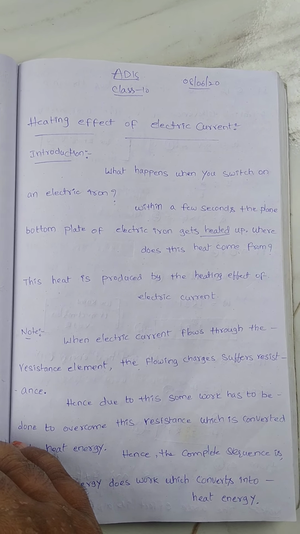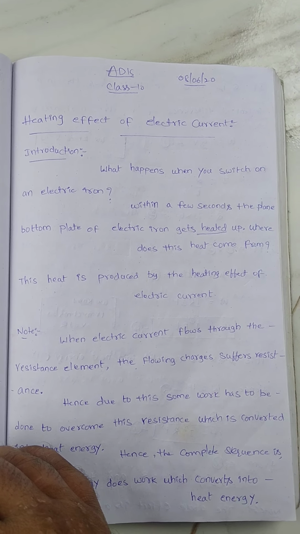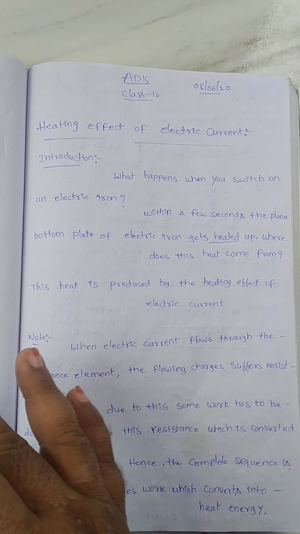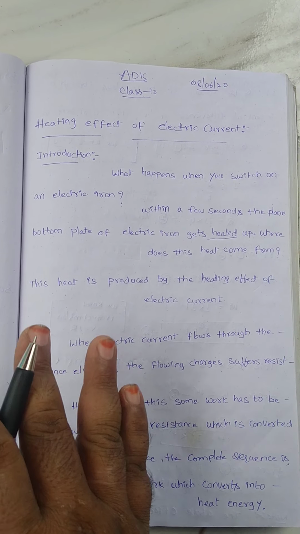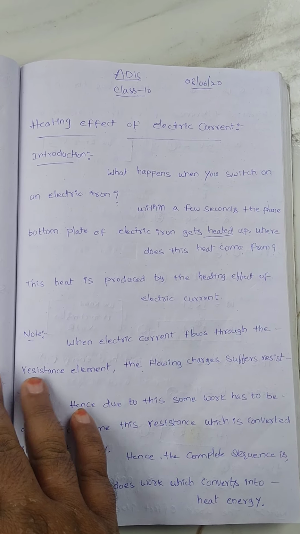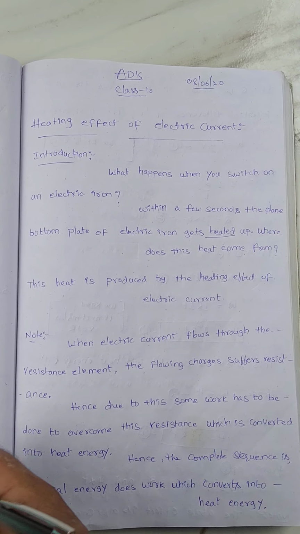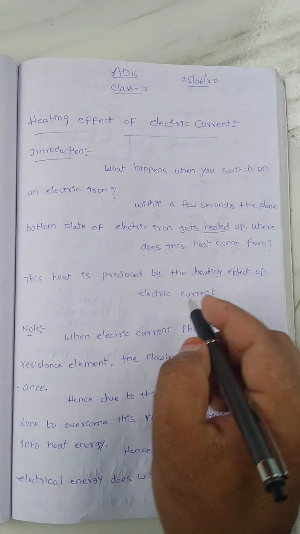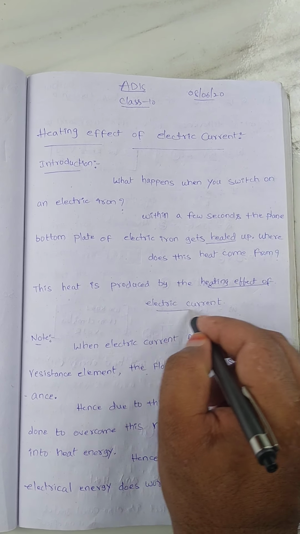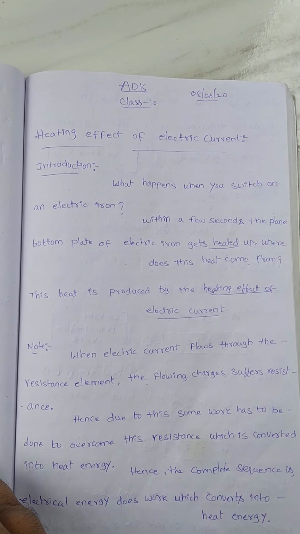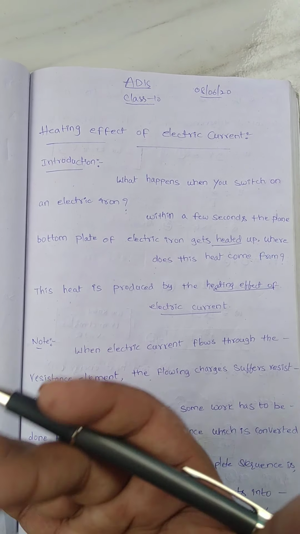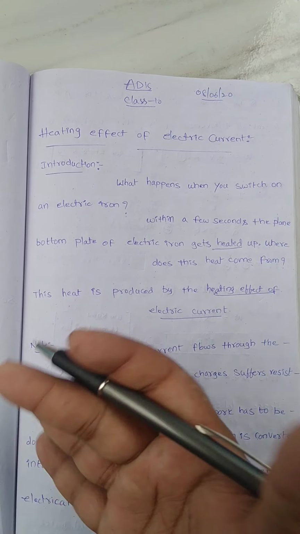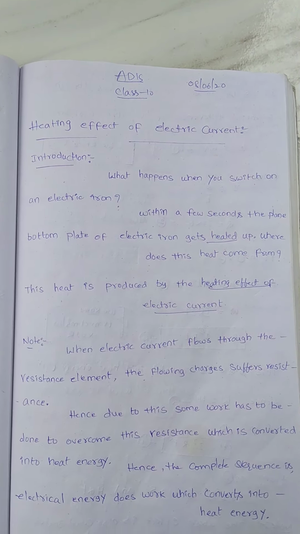But where does this heat come from? The plain bottom plate of the electric iron is heated up when you switch on, but this heat is produced by the heating effect of electric current. It is very important, so that is what we are discussing now: how heat will be produced from the heating effect of electric current.